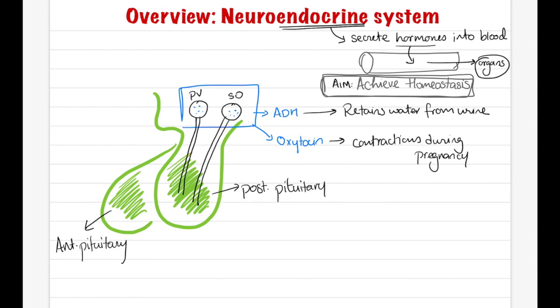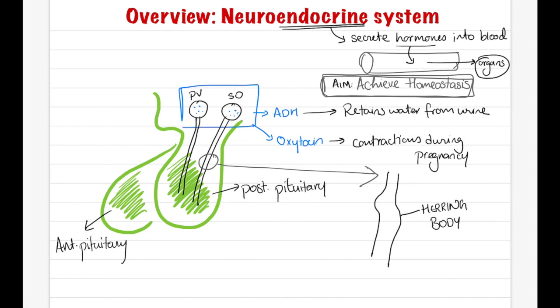And these are the axons coming from those nuclei onto the posterior pituitary. And here there are specific dilations within the axon. These dilations are known as Herring bodies, and these Herring bodies store ADH and oxytocin until there is a stimulus which will cause the release of these.